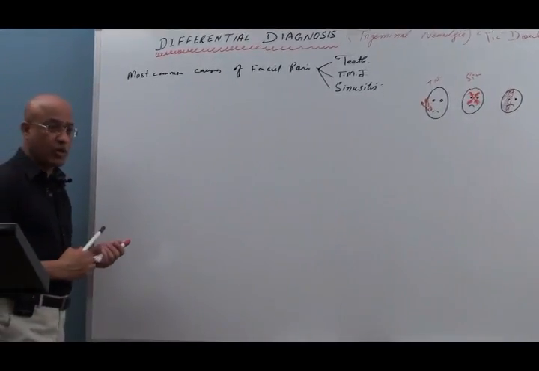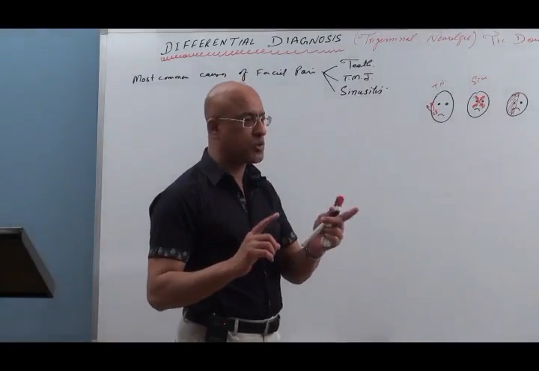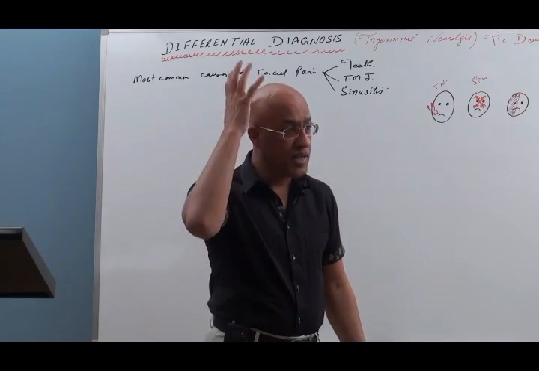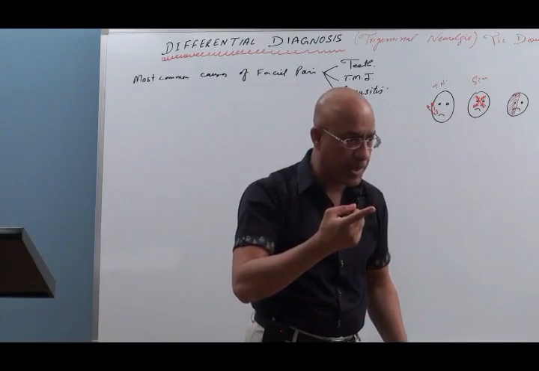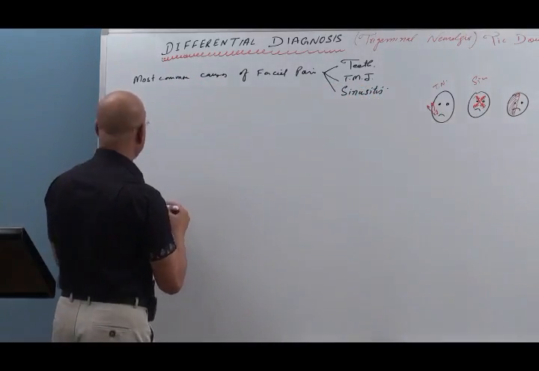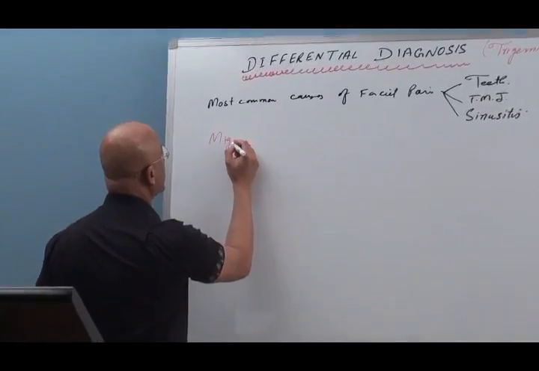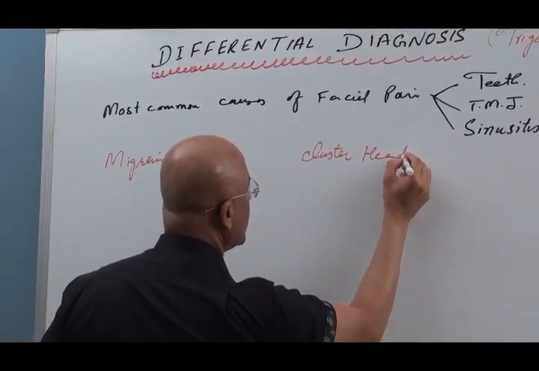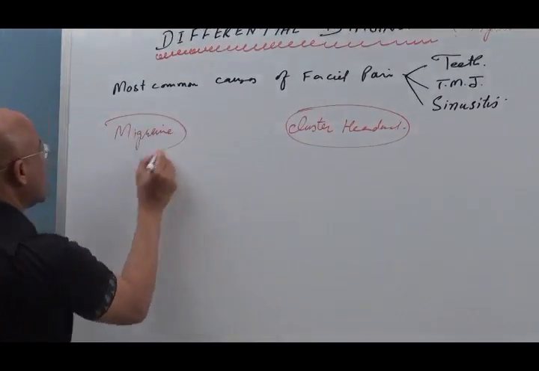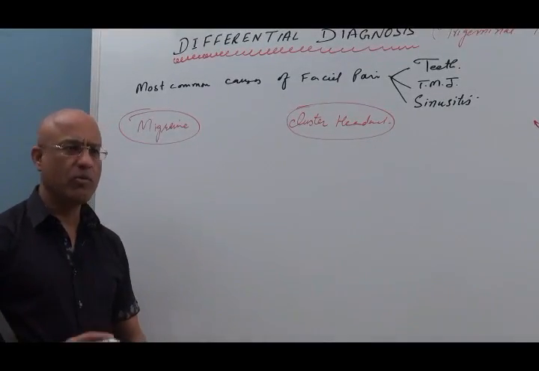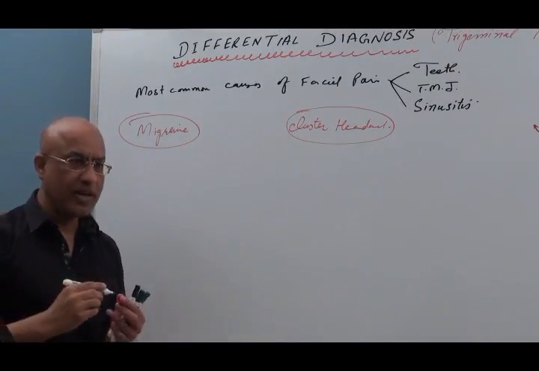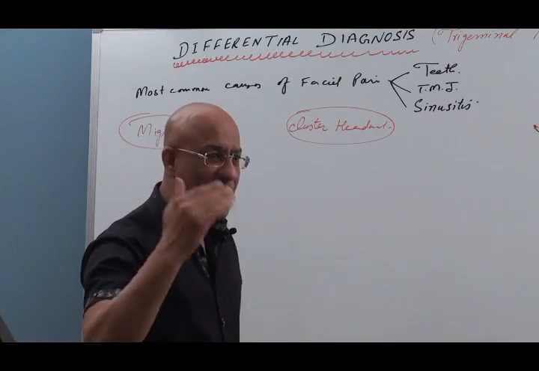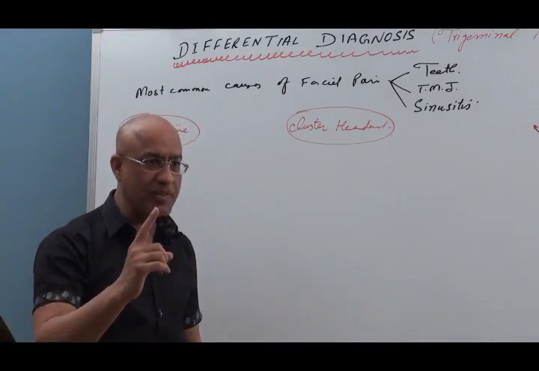After that, there are two important causes which come into differential diagnosis. Number one, migraine. Even though migraine usually produces throbbing headache, it can also present with facial pain. And number two, cluster headache. Now, how to differentiate these two pains from trigeminal neuralgia? Very simple. Trigeminal neuralgia is brief pain, sharp, cutting and lancinating, and superficial pain.